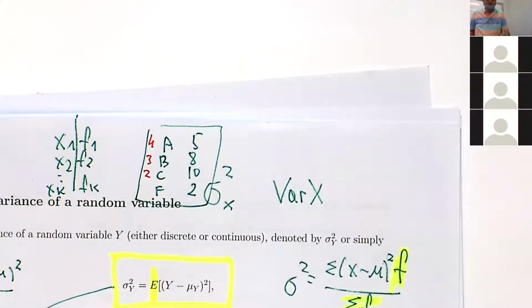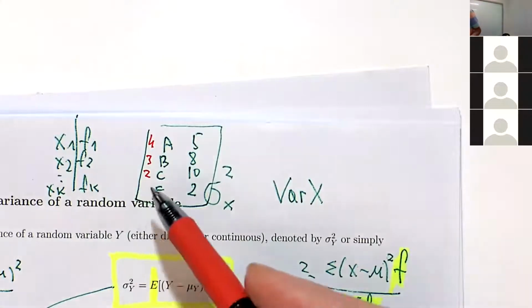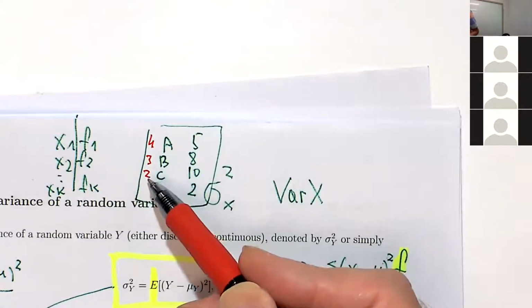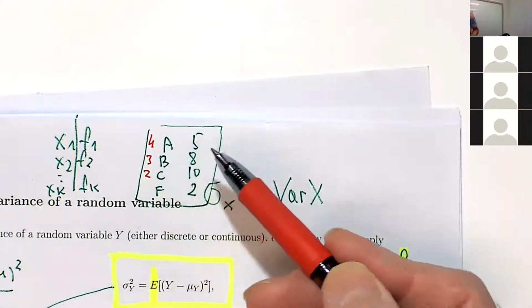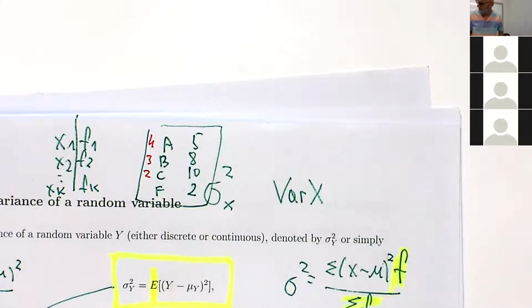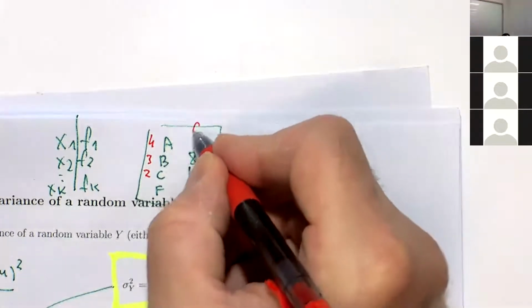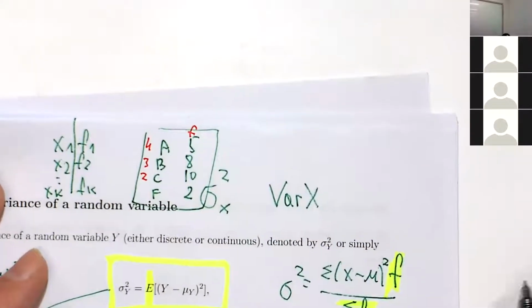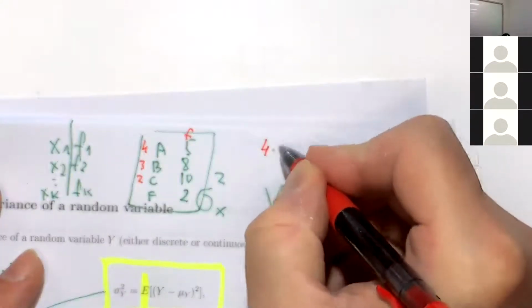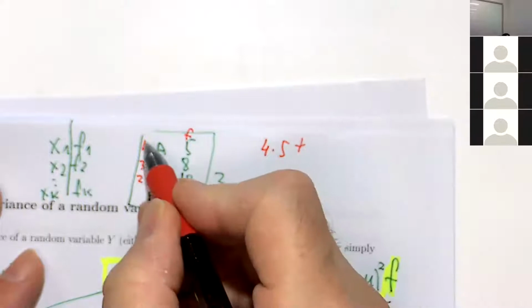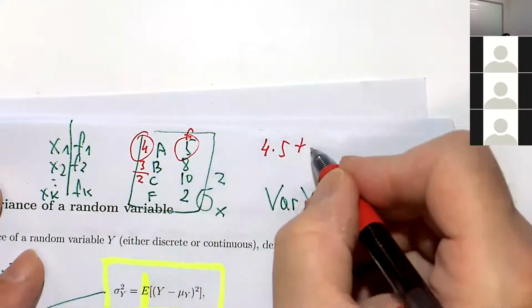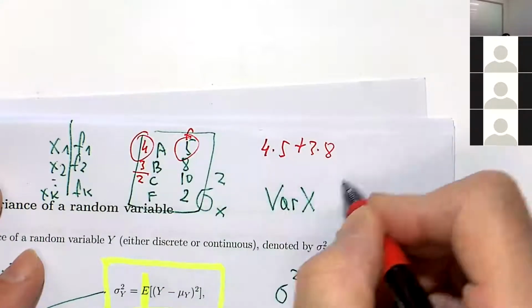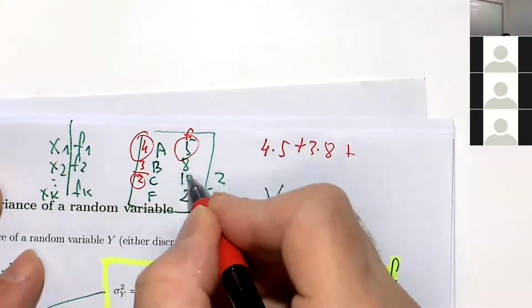To find the mean, it's not good enough to say 5 plus 3 plus 2, divided by the number of values. You have to consider the frequencies. So frequencies are the weights. The mean value will be 4 times 5 plus 3 times 8 plus 2 times 10.